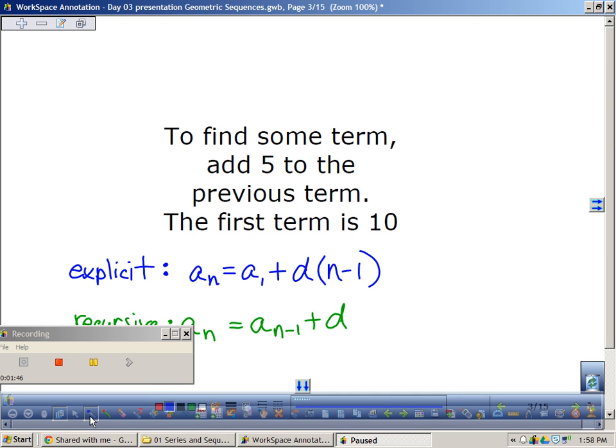Okay, so the explicit formula for this scenario is, if I am to find some term, I have to add 5 to the previous term. So I'm going to add 5 to the previous term. And then this piece of information says the first term is 10. My first term is 10.